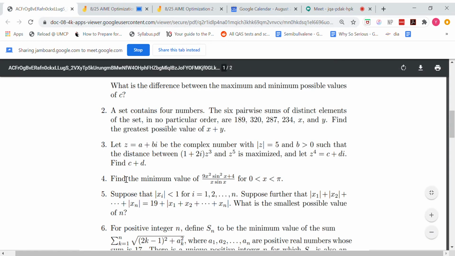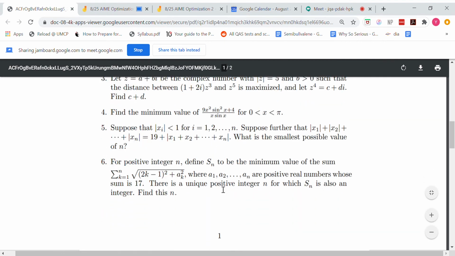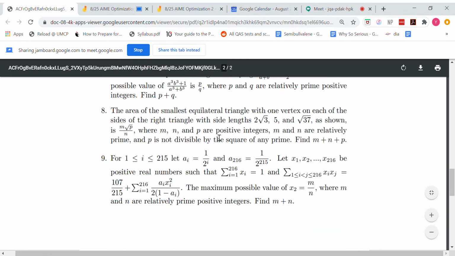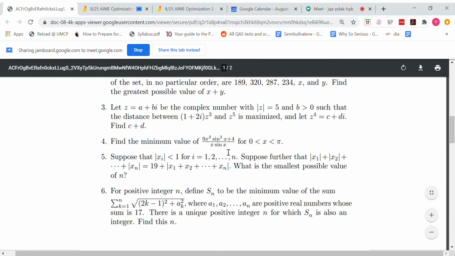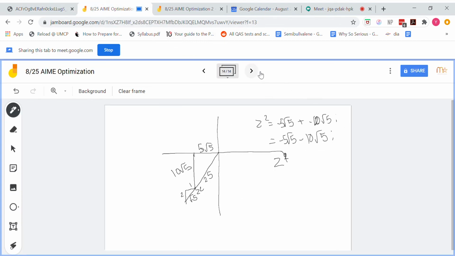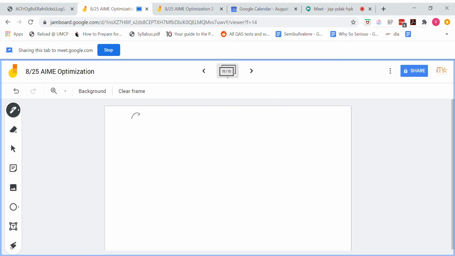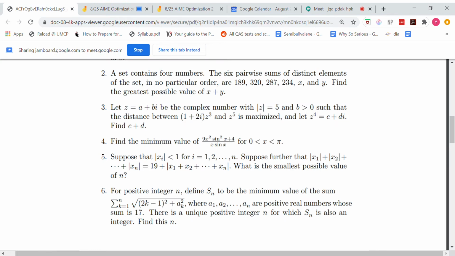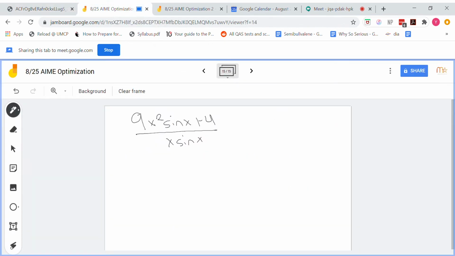Okay, so let's look at the fourth problem. Find the minimum value of (9x squared sine squared x plus 4) over x sine x. So we're trying to find the minimum value of this expression for x between 0 and pi. So this looks pretty complex, right?